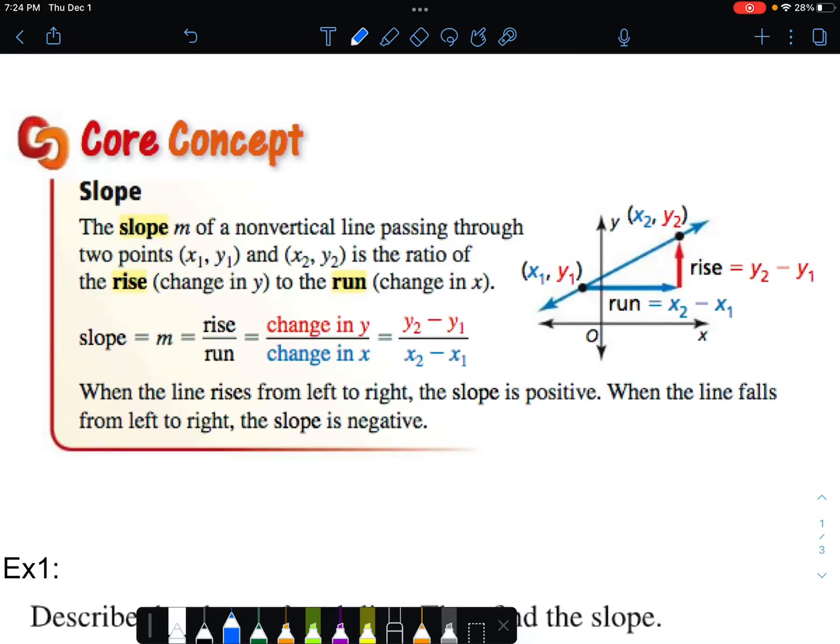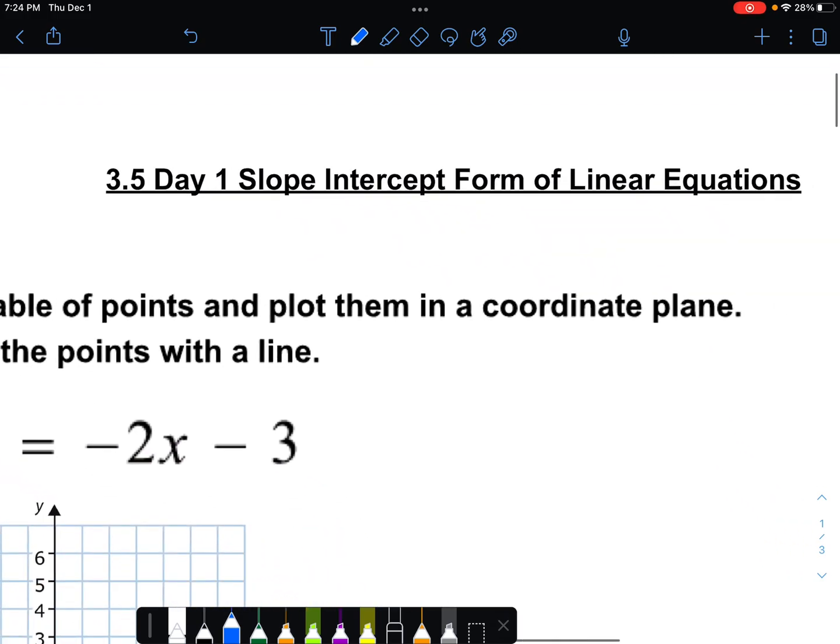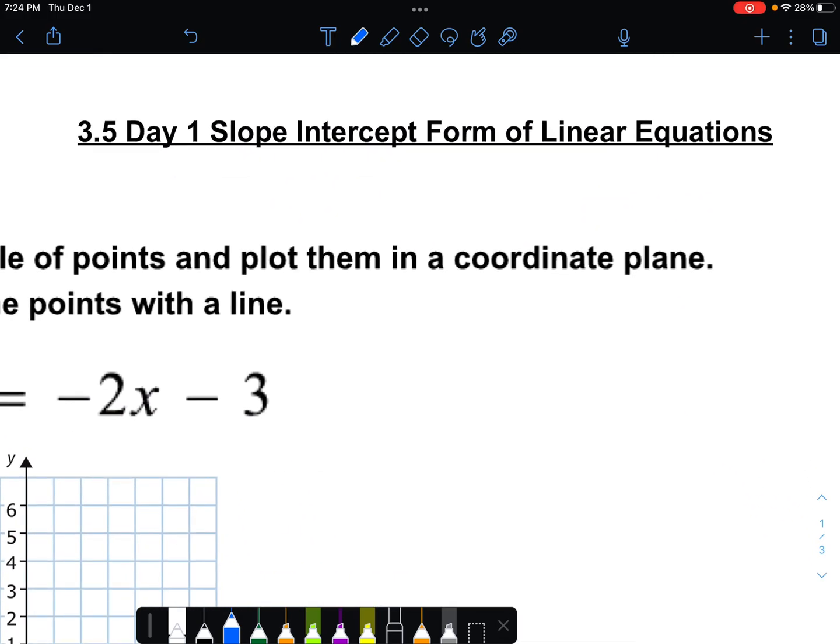Okay, this is Mrs. A with a recap from today for those that weren't able to make class today. So, we have the section that we covered. It's in our notes. 3.5, day 1, slope-intercept form of linear equations.